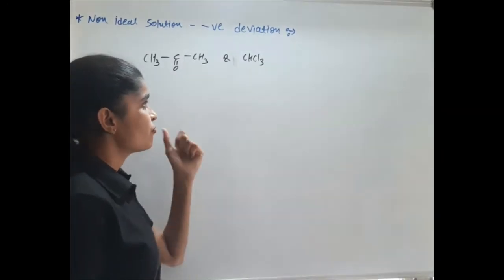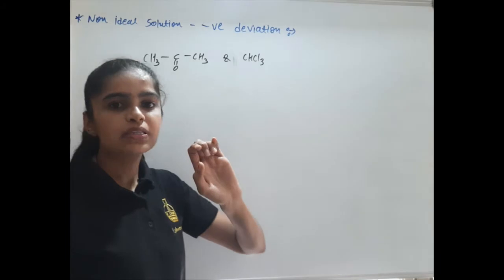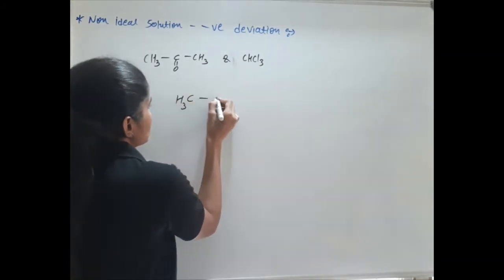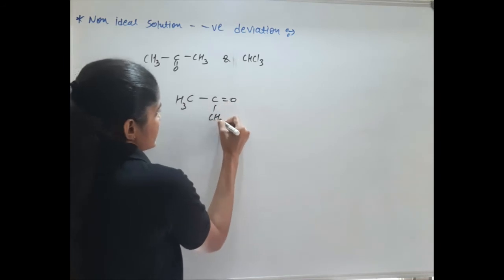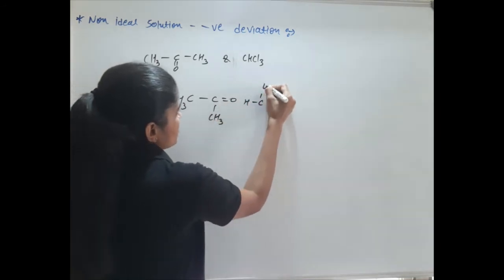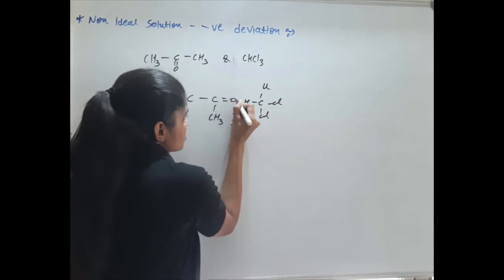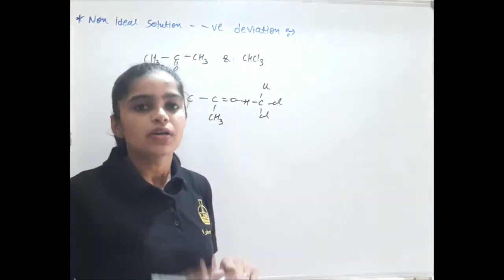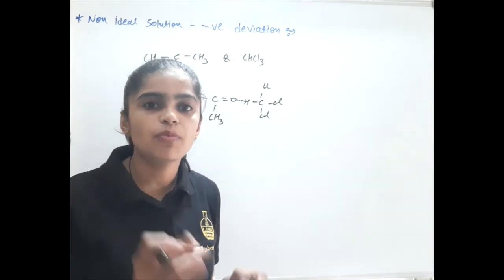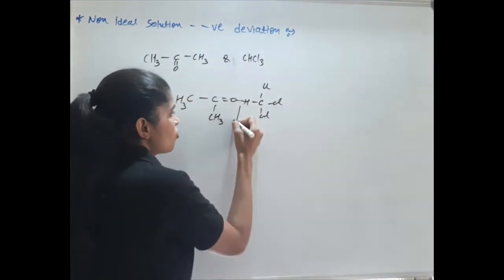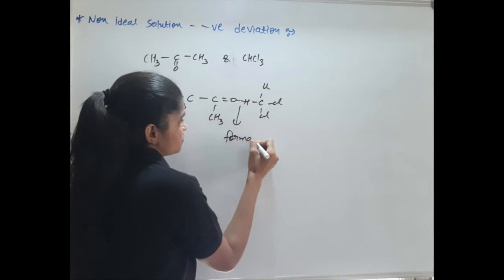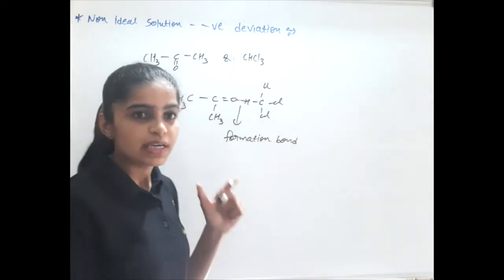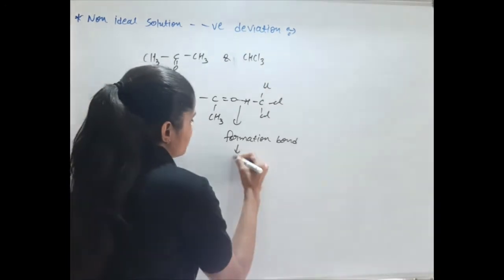Acetone and chloroform: when acetone and chloroform are mixed together, they form a hydrogen bond. This is CH3, C double bond O, CH3. This is hydrogen, chlorine, chlorine and chlorine. So this is the formation of the hydrogen bond. In the positive deviation, we saw the breaking of bonds. In this case, there is formation of bonds, where formation of bonds means the attraction is more. In this case, attraction is more.